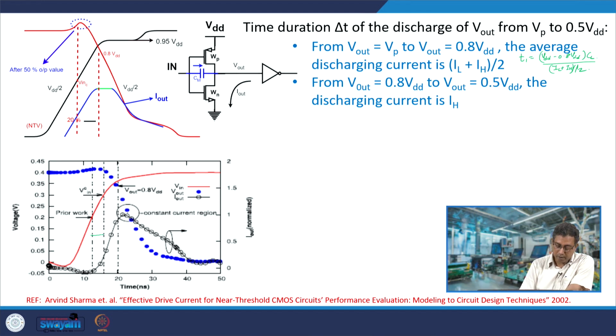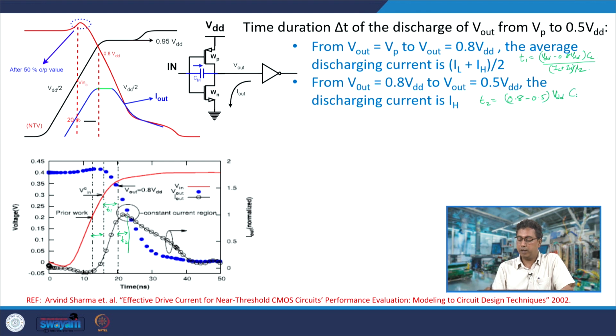This we are calling T1, and this is the 50% value. The next duration we are calling T2, and we will estimate that later. From V out going from 0.8 VDD to 0.5 VDD, that is this time T2. What is the time duration T2? It is 0.8 minus 0.5, VDD into CL, divided by an almost constant current, so it is IH. So, we add these two.